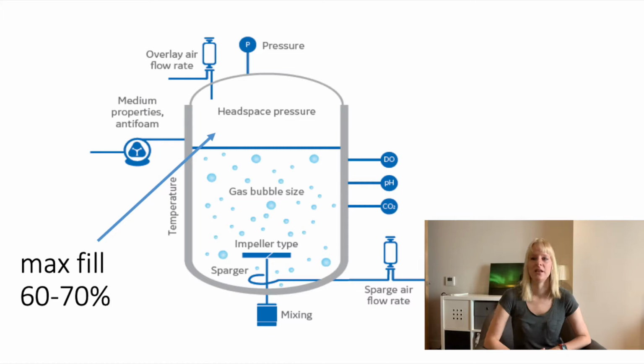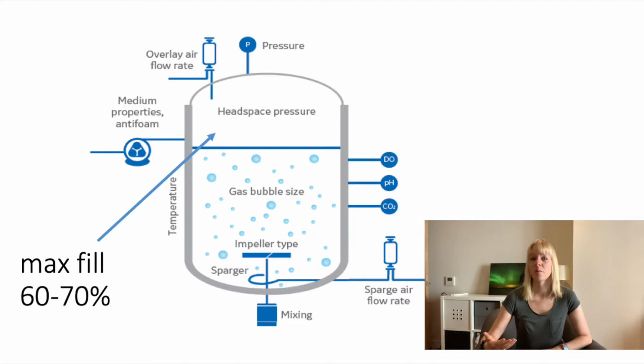Now here you can see the typical design of a stir tank bioreactor. There's a couple of things that are very typical when it comes to bioreactors. And the first thing you will see is that it will never be fully full. So we're looking usually at a range of around 60%. And you have to imagine part of it is because you have a lot of gases coming in, so you're producing a lot of additional pressure.